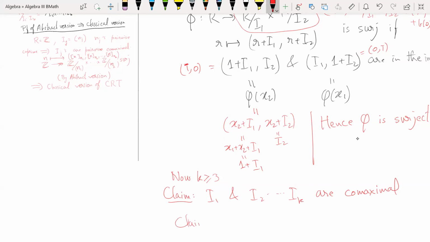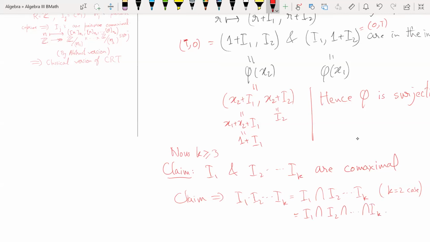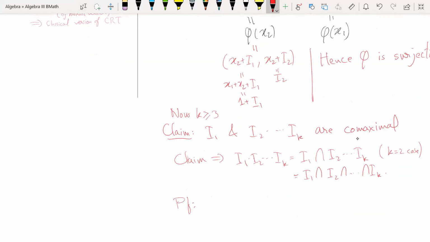So the first observation is that the claim implies I1 times I2 to Ik is the same as I1 intersection the product of I2 to Ik, from what we observed above for the k equals 2 case. And of course, induction tells you that the product of I2 to Ik is the same as I2 intersection up to Ik. So the claim will automatically give us that condition. Let's look at the proof of this claim.